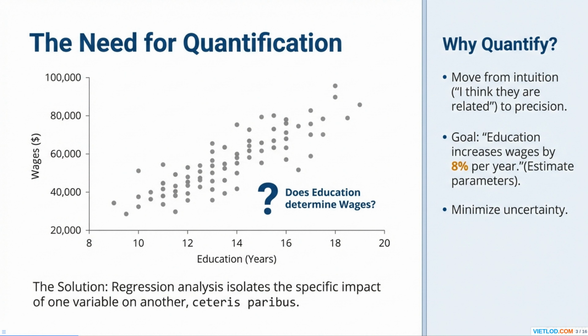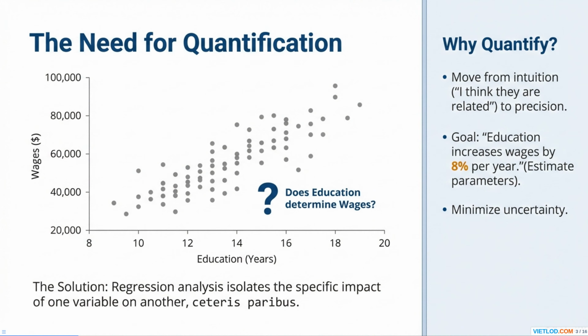We often begin with a general intuition, for example, that more education probably leads to higher wages. But simply thinking variables are related isn't enough for robust analysis or informed decision-making. The real power comes from quantification. Our goal is to move from this intuition to precise measurement. Instead of just asserting education helps, we aim to estimate specific parameters, such as one additional year of education increases wages by 8%. This precision also allows us to understand and minimize the inherent uncertainty in these relationships.